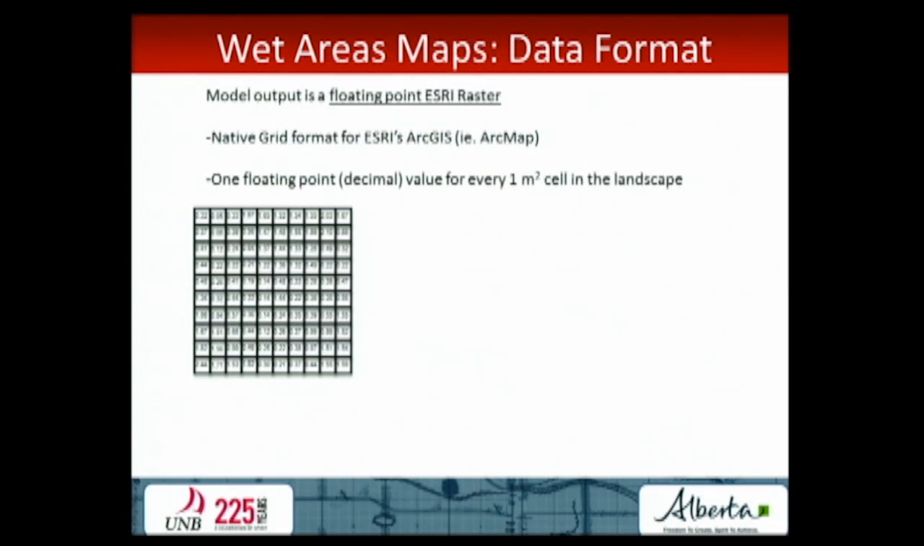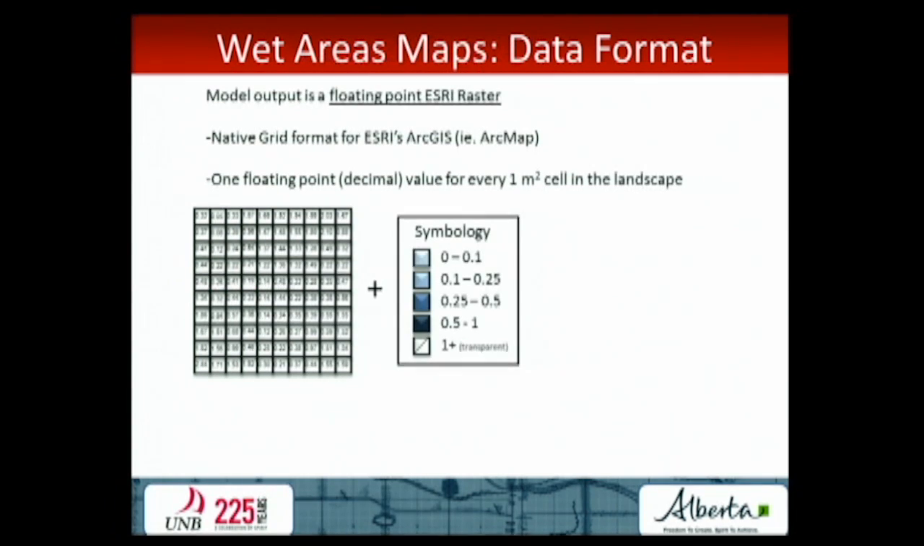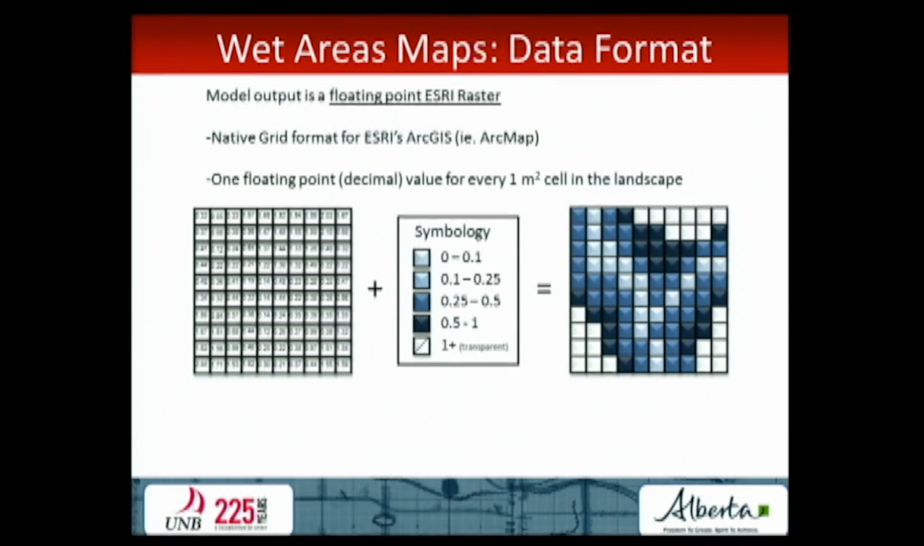So here we can see a conceptual example of a small subsection of wet areas raster data. So you can see that each cell contains decimal precision information in terms of the predicted depth of saturated layer. We can symbolize this data with shades of blue, or whatever the end user decides, to come up with the final depth of water visualization.